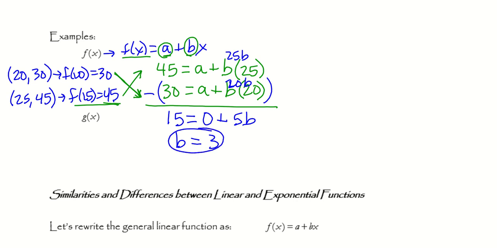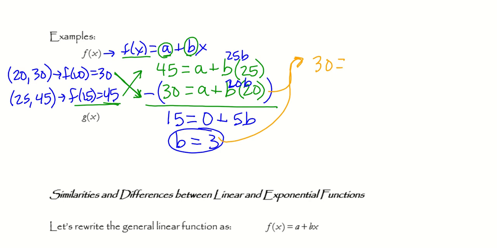Now I need to know what a equals, right? And you've done this before, so you take one of your 2 equations. I'm going to take this equation because it has smaller numbers, along with my value of b, and I'm going to rewrite this.